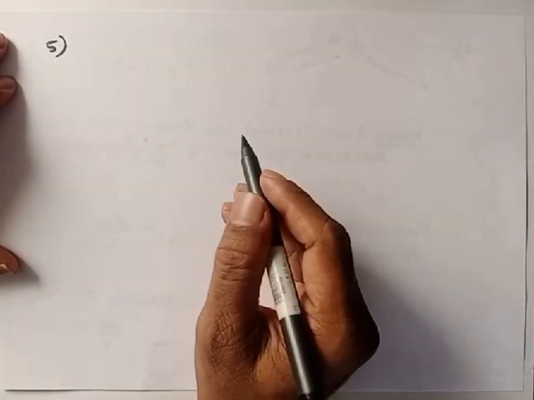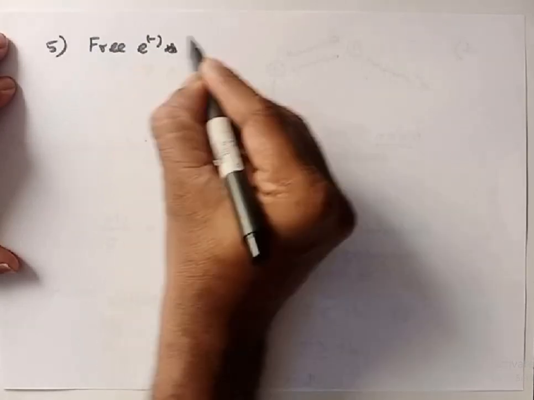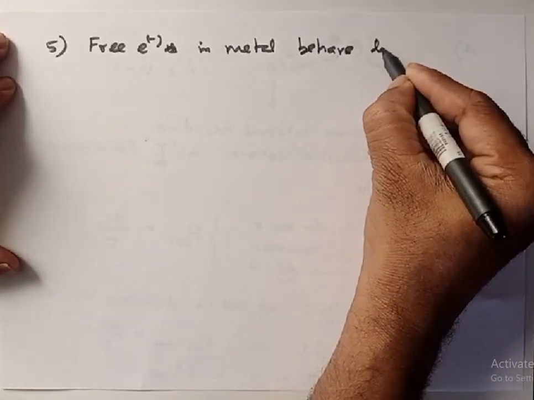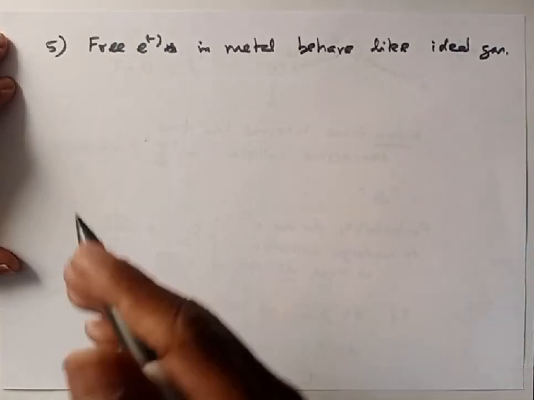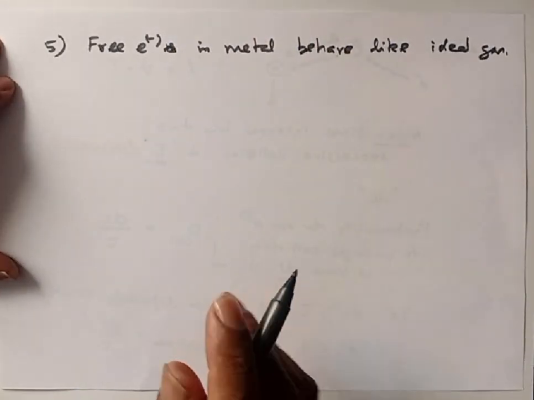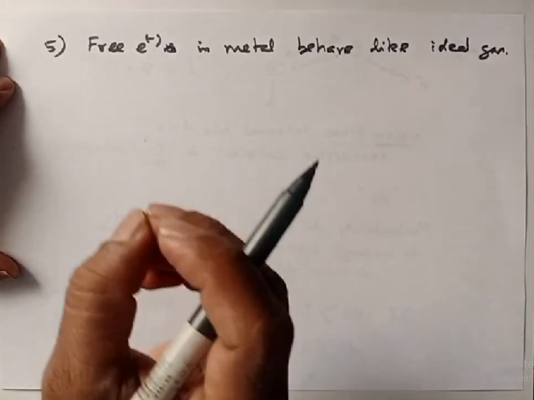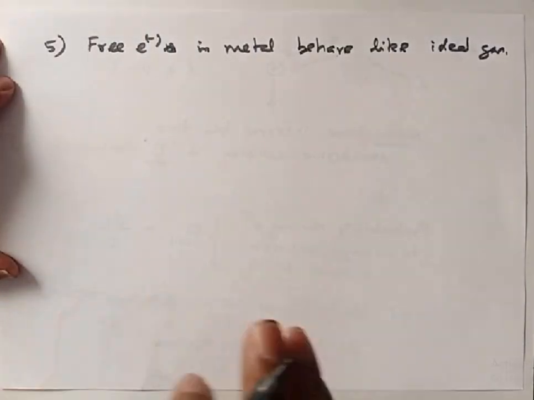One more point I would like to give here. The free electrons in metal behave like an ideal gas, so we can apply kinetic theory equations for these electrons. And you know very well, electrons are like monoatomic particles, a single particle. Therefore, only translational kinetic energy exists.